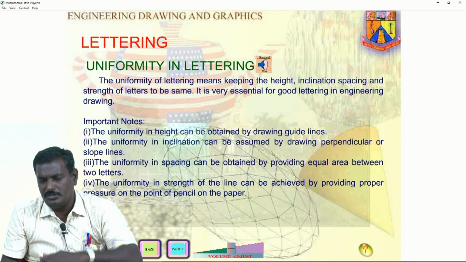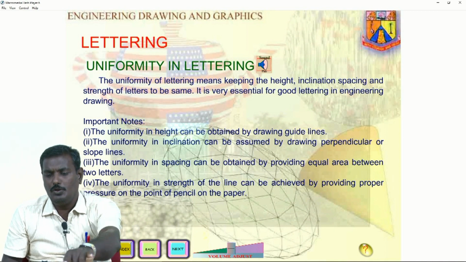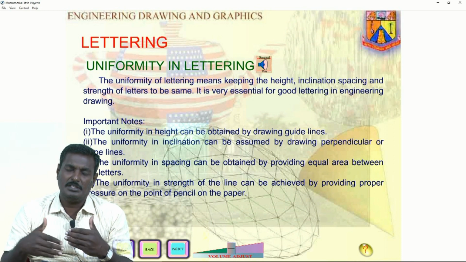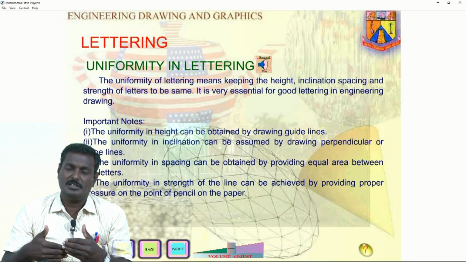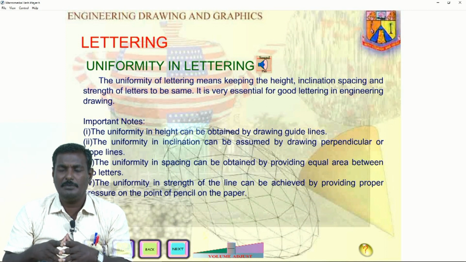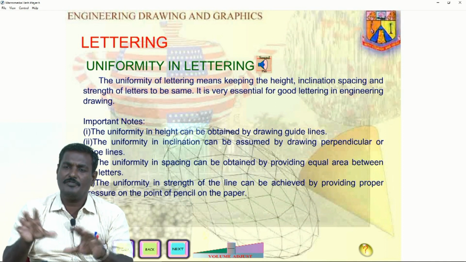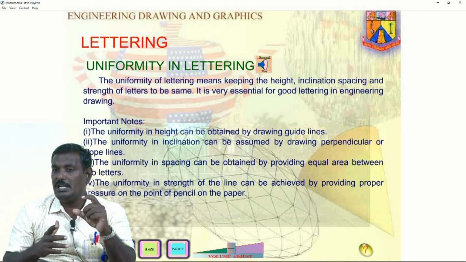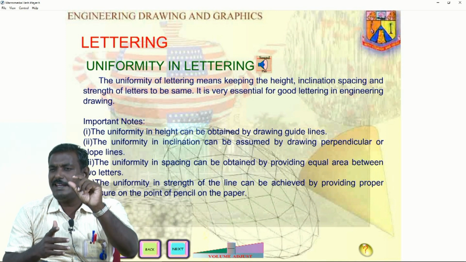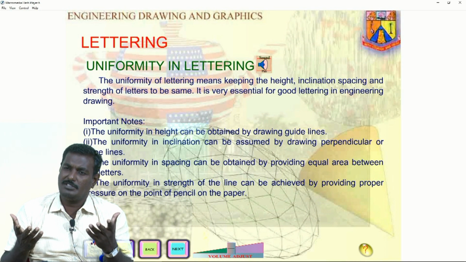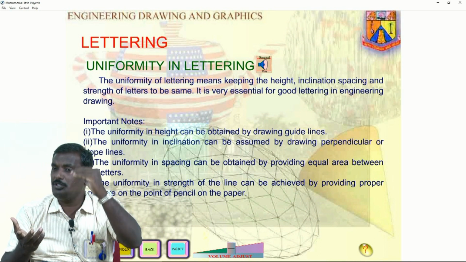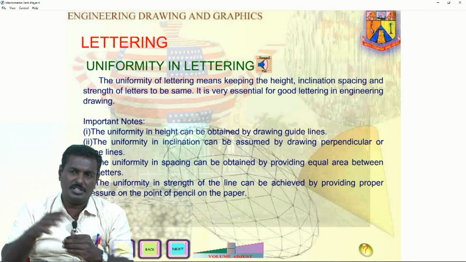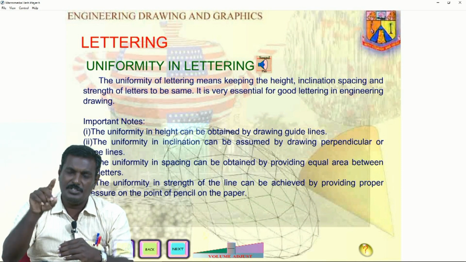Here is an important note: the uniformity in height can be obtained by drawing guidelines. There are different guidelines we have to generate. For example, if you want to give the title of your drafting, you have to produce a guideline for text height, approximately 8 mm to 10 mm, but you cannot choose exactly. Approximately 8 mm to 10 mm is enough to give the title of your drawing on the drawing sheet inside the layout. That also comes in the layout.